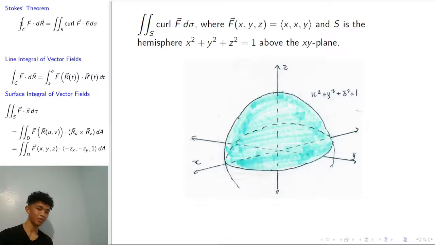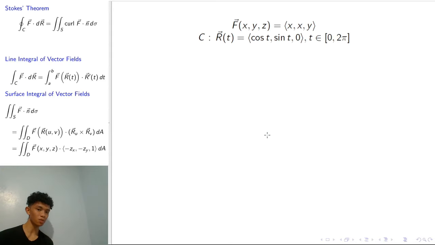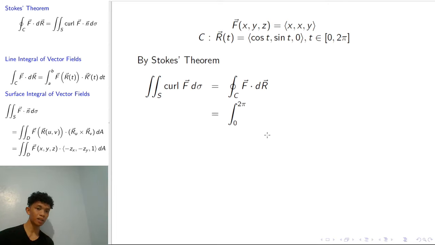Okay. So we'll have a look at the boundary curve here, C, let's say, which is essentially a circle of radius 1 on the xy plane centered at the origin. So we can easily parameterize that. We get cosine t, sine t, 0, where t here runs from 0 to 2 pi. We can apply your Stokes' theorem with this vector field and this parameterization and write out this line integral as the integral from 0 to 2 pi. These are the bounds for your parameter t.